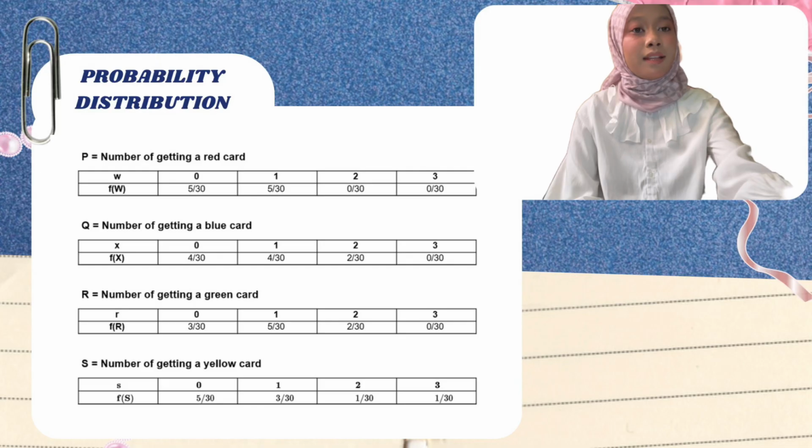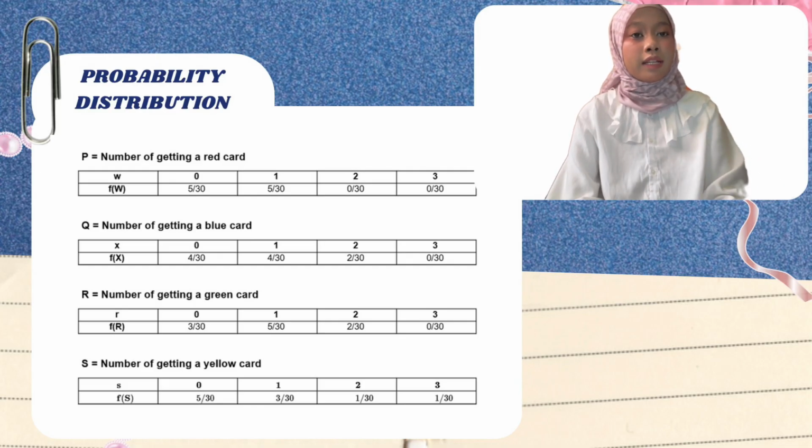And lastly, for the number of getting a yellow card, the probability for 0 times we got 5 over 30, for 1 time we got 3 over 30, for 2 times we got 1 over 30, and for 3 times we also got 1 over 30.